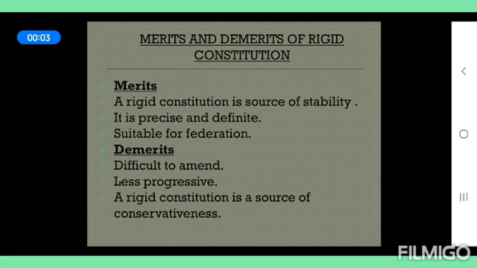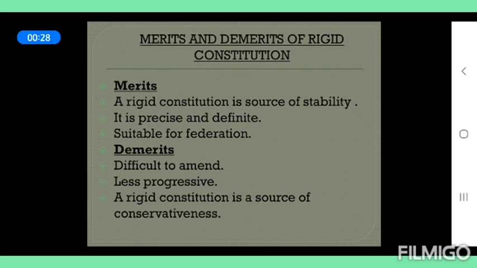Students, now let's start with the merits and demerits of rigid constitutions. A rigid constitution is one which cannot be easily amended, and its method of amendment is difficult. For amending it, the legislature has to pass a proposal by a specific and large majority of two-thirds or three-fourths, or an absolute majority of the votes is needed.